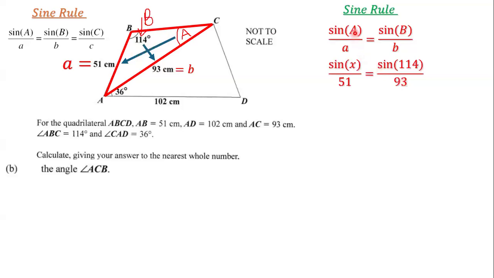And we do not know what capital A is. Since we don't know what capital A is, we're going to call it X, because it's an unknown value. And so what we're going to do is cross multiply. When we cross multiply, we get 93 multiplied by sine of X, and we have 51 multiplied by sine of 114.